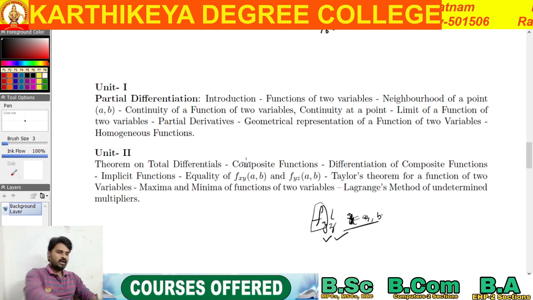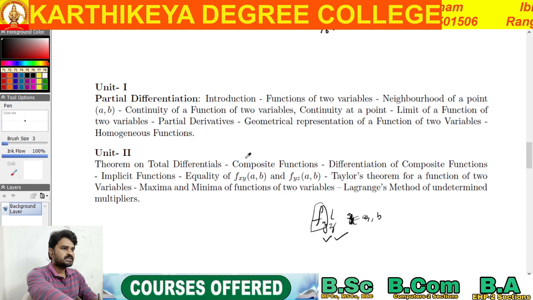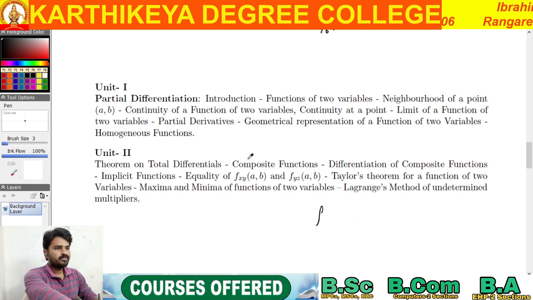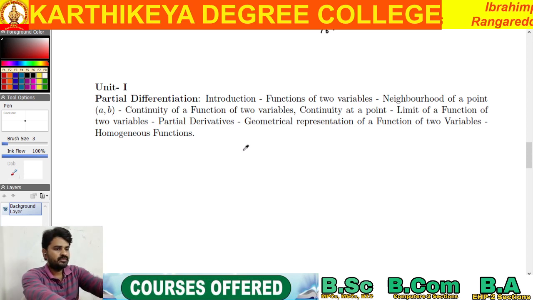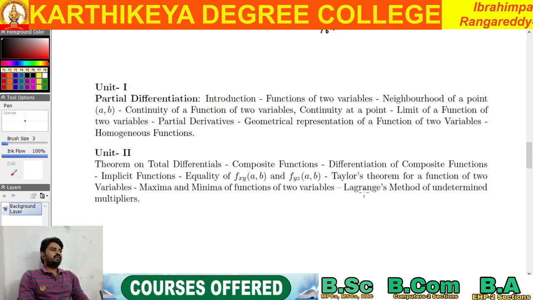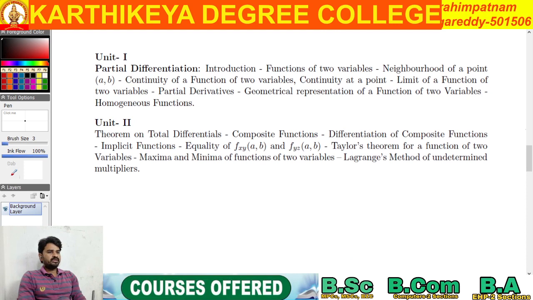Next we have to discuss Taylor's theorem for a function of two variables. Next, maxima and minima of functions of two variables and Lagrange's method of undetermined multipliers. Okay students, this is about the second unit. Now coming to the third unit.